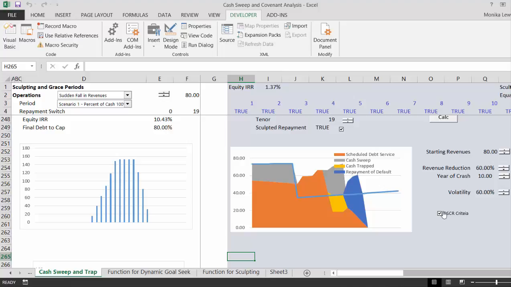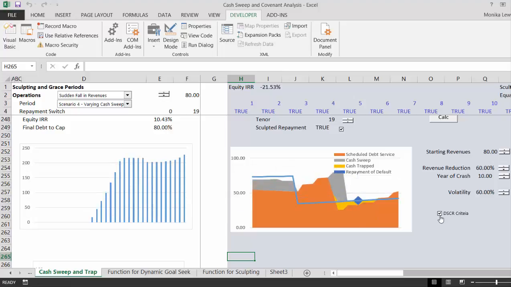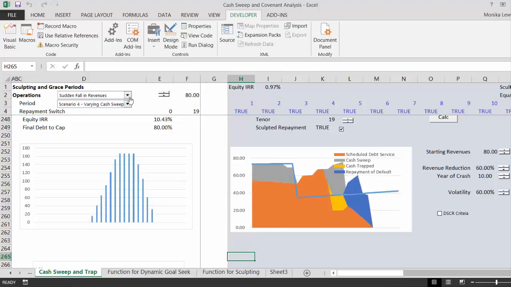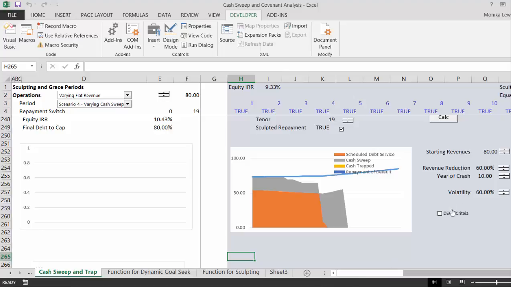If it's 100% cash sweep, of course it doesn't matter. It's a varying cash sweep. This is what I just showed you. We don't have a default if it's debt to EBITDA. We do if it does. Now, let's put it back to a flat revenue instead of a sudden fall in revenues. Then this is the debt to EBITDA. You can see that the cash sweep is going down over time. Actually the DSCR gives you a little bit higher, but you can see the difference. This one's collecting it right at the beginning, which is when you really want to, and the other one isn't.